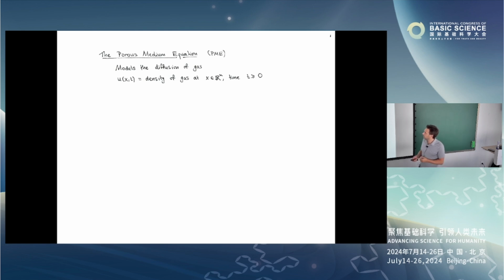If I write u(x,t) for the density of gas at a point x in R^n at some time t, so of course, since it's a density, it's bigger than or equal to 0, then the porous medium equation says that du/dt is Laplacian of u to the m. Now, what is m? m is just a fixed constant, which is strictly larger than 1. So, of course, if m were equal to 1, this would just be the heat equation. This is sometimes called the nonlinear heat equation.